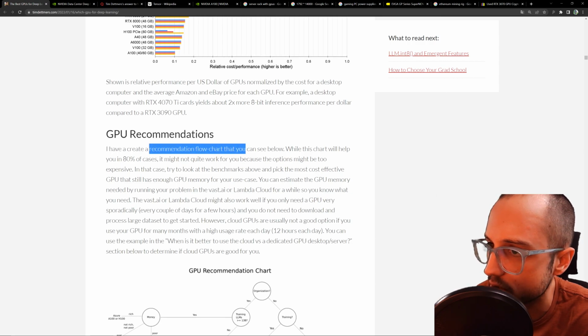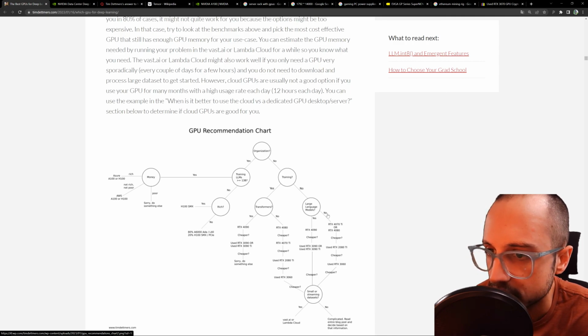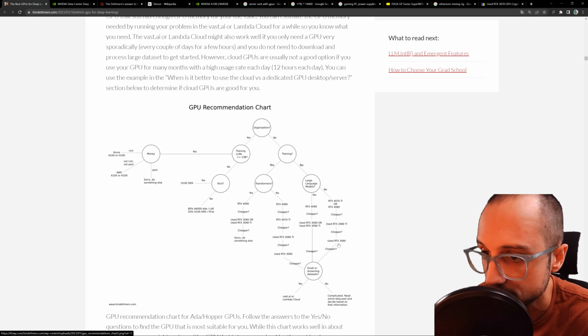Here is a recommendation flowchart. So you start here. Are you in an organization? No. Am I doing training? No. Am I doing inference on large language models? No. Then choose an RTX 4070 or RTX 4080. You want something cheaper? An RTX 2080. You want something cheaper? An RTX 3060. You want something even cheaper for small or streaming data sets? Yes, Lambda Cloud.